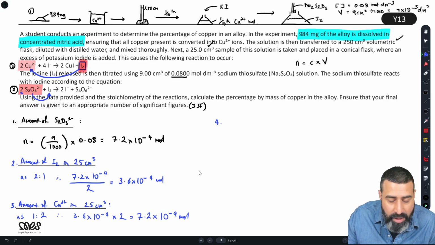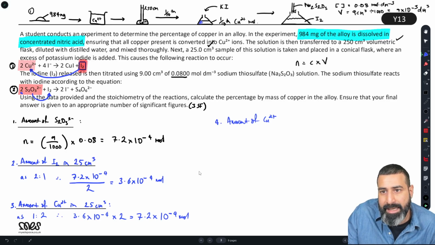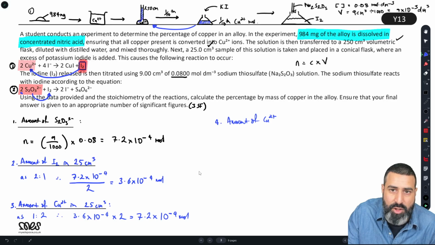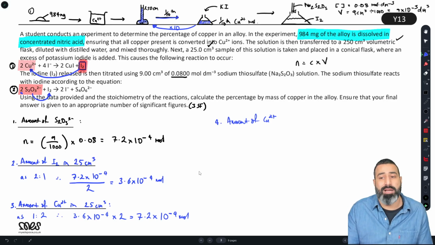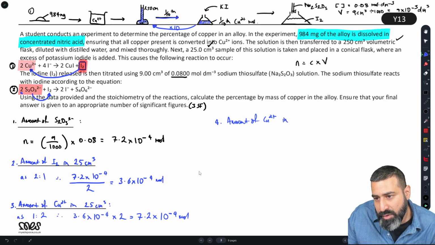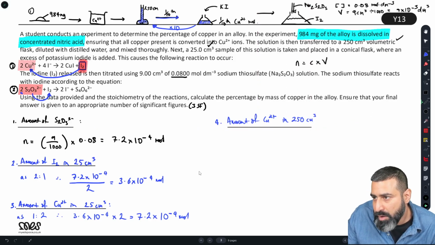But what I need to do is work out the amount of copper 2+. So now I've worked out the amount of copper 2+ in here. What I need to do is work out the amount of copper 2+ in that larger volume, in that 250 centimeters cubed. So what do I need to do? This time, if we took a 10th out going from left to right, I need to work out what's in the larger volume. I'm going to scale up by a factor of 10. So the amount of copper 2+ in 250 centimeters cubed.